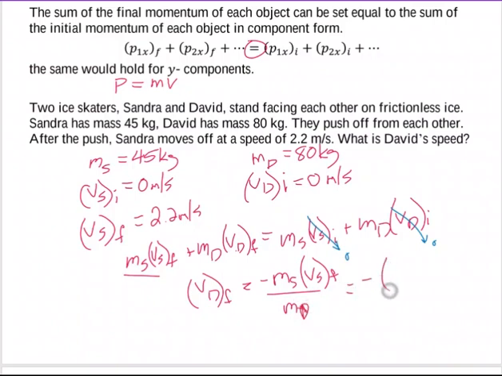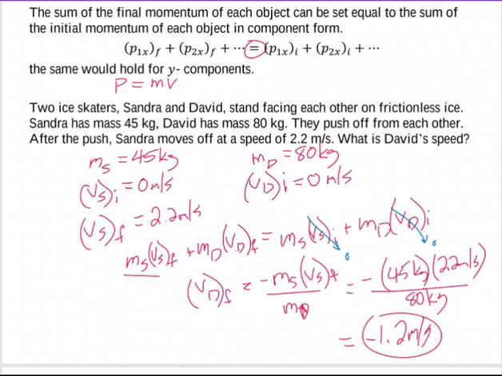Okay, I can plug in my numbers. I have negative mass of Sandra, which is 45 kilograms, velocity of Sandra final, which is 2.2 meters per second, divide by mass of David, 80 kilograms. We plug all that into our calculator and we have negative 1.2 meters per second.